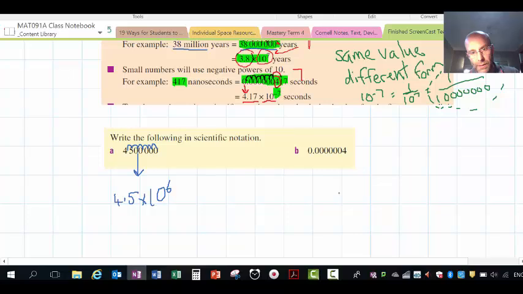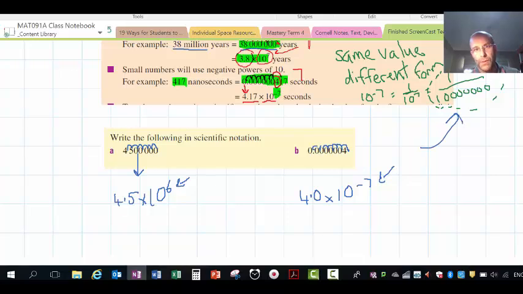This one, we're expecting a negative index, so it'll be times 10 to the negative something. And to get that A value between 1 and 10, the decimal is going to have to move, looking at the decimal there for this part here. So it'll be 4.0. Notice the 0. 4.0 times 10 to the negative 1, 2, 3, 4, 5, 6, 7, times 10 to the negative 7. So big numbers have a positive value for m, and small numbers have a negative value for m, like we saw up here. Try some.